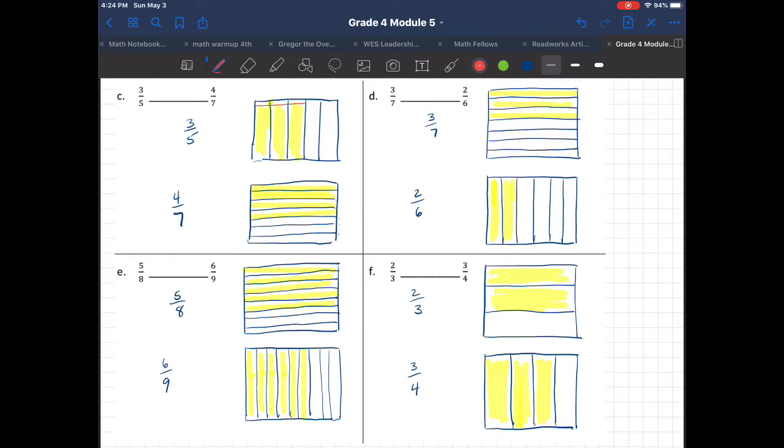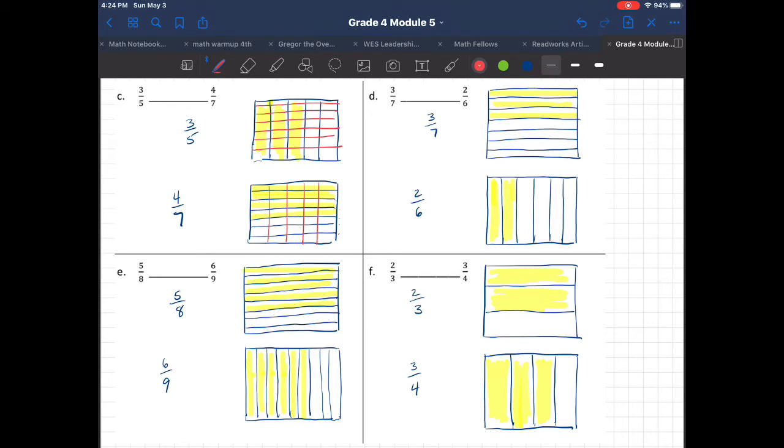So I need to make 7ths up here. So 1, 2, 3, 4, 5, 6, 7. And down below, I need to make 5ths. And I guess I should be drawing dotted lines, but I've changed my color.